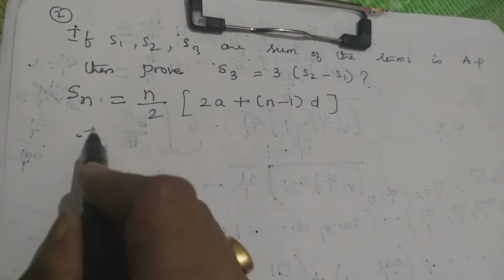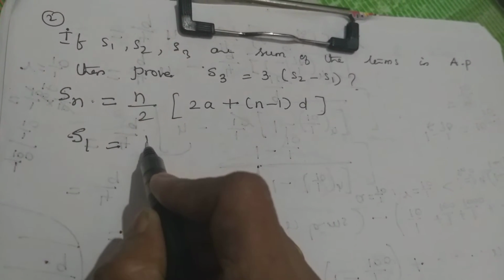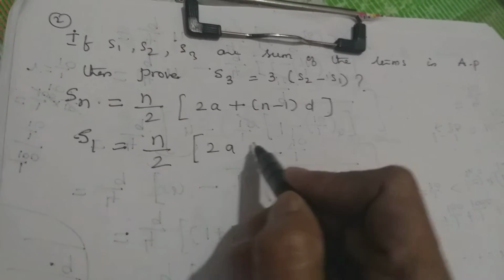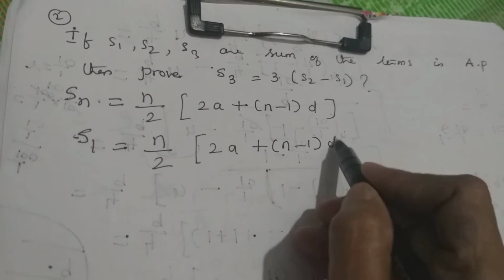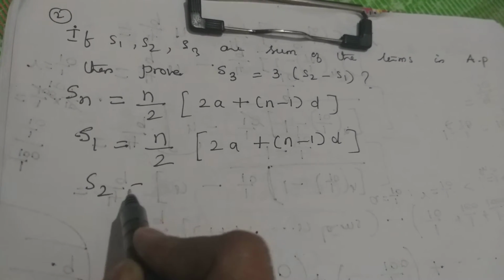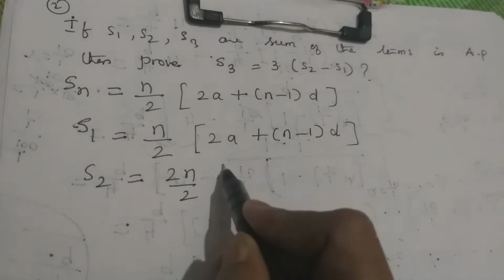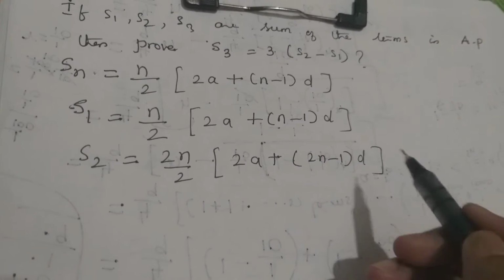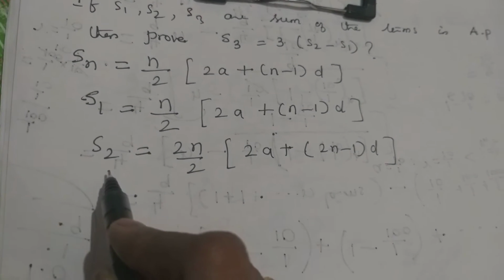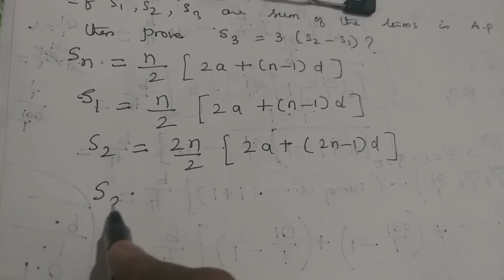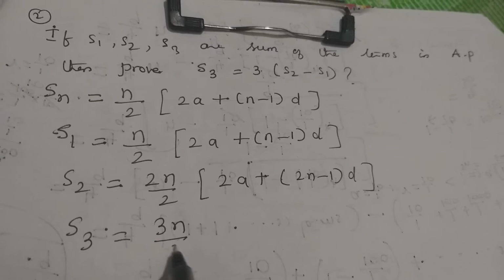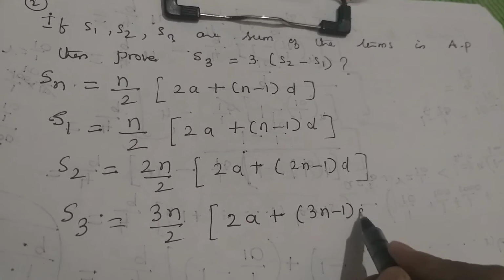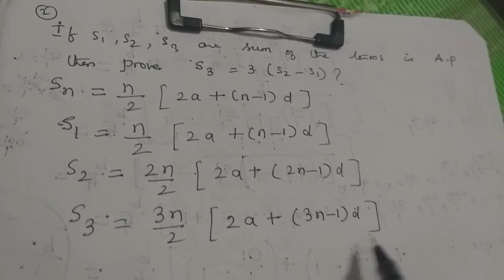First you'll find out S1. S1 is 1n only. So n by 2, 2a plus n minus 1 into d. S2 means 2n. So 2n by 2, 2a plus 2n minus 1 into d. Remember, S1 means 1n, S2 means 2n, S3 means 3n. So S3 is 3n by 2, 2a plus 3n minus 1 into d. Remember how to write the formula first.